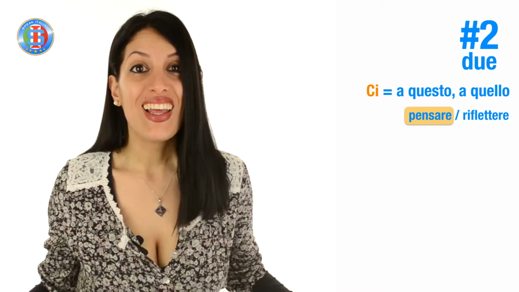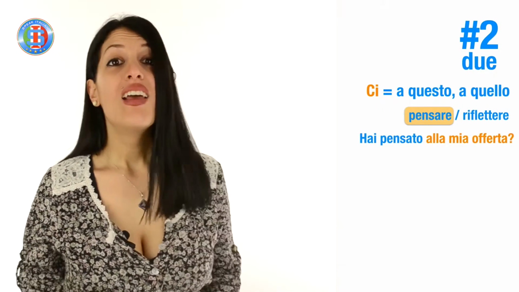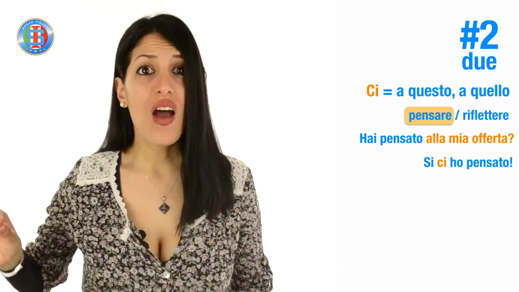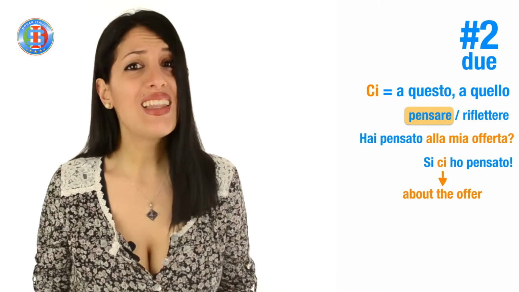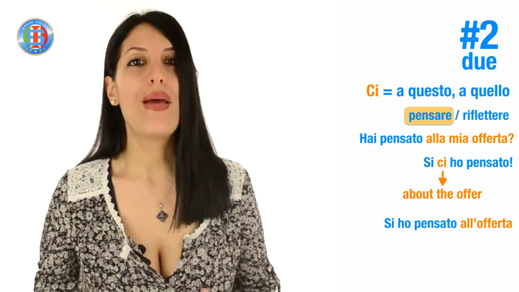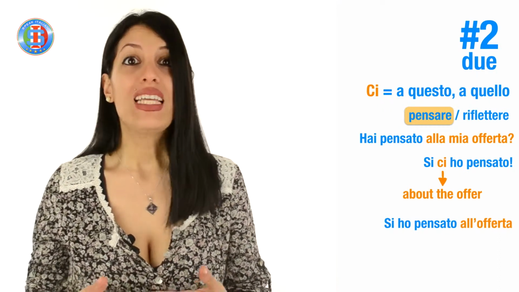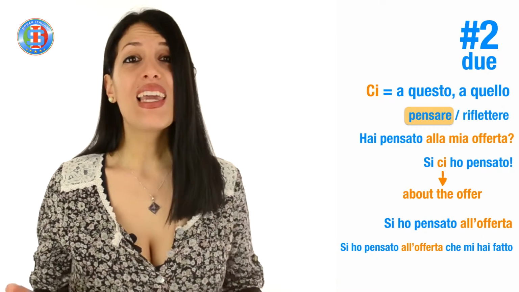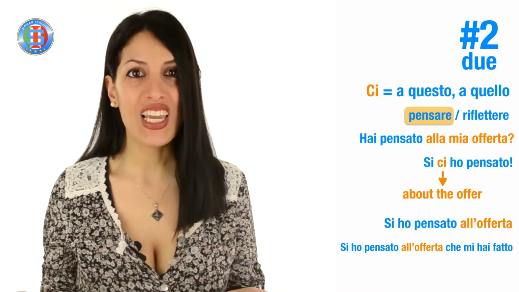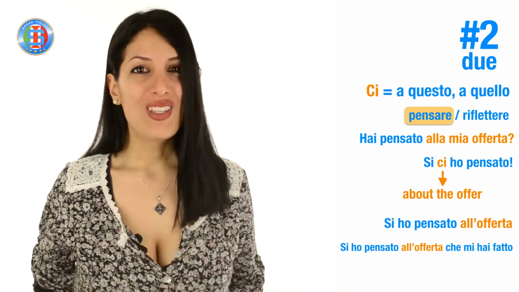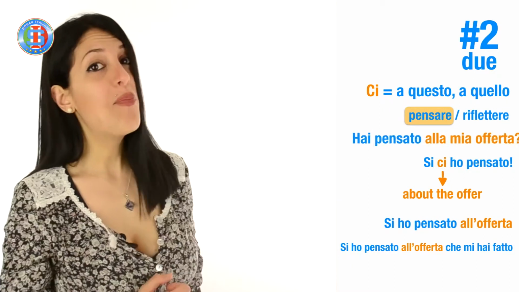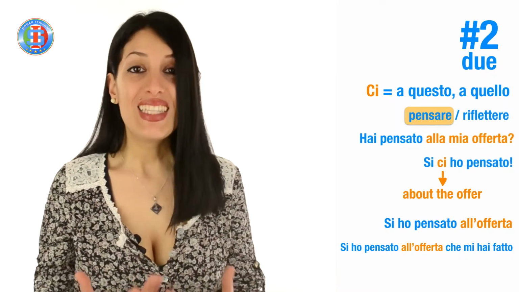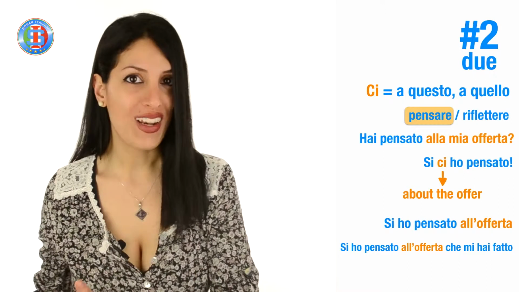Same in Italian. Hai pensato alla mia offerta? Sì, ci ho pensato. Well, ci is in place of about the offer. So this sentence could have been sì, ho pensato all'offerta or sì, ho pensato all'offerta che mi hai fatto. But to make it easier, we just use ci in place of about what. So let's repeat the short dialogue again. Hai pensato alla mia offerta? Sì, ci ho pensato. Meaning, sì, ho pensato all'offerta.